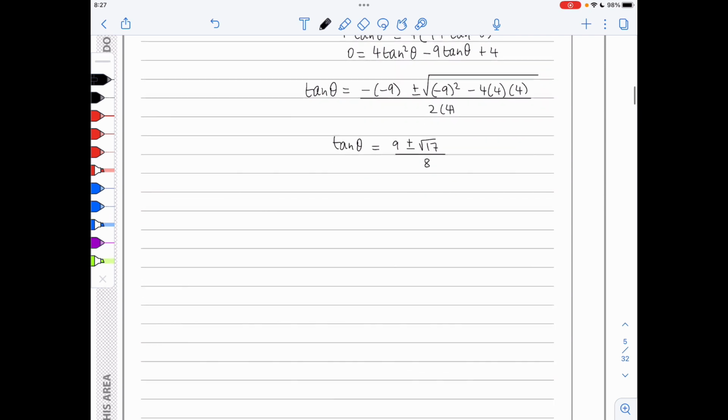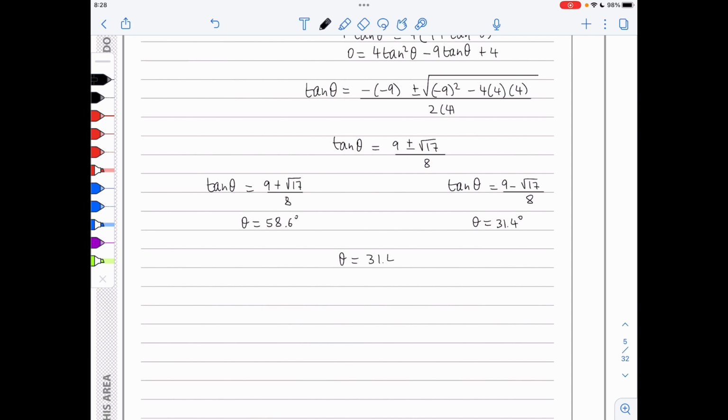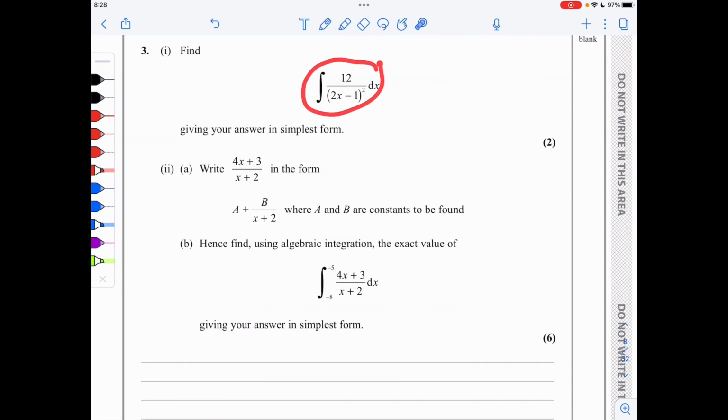So tan theta is (9 plus root 17) over 8, which gives me theta to be 58.6, or we've got that tan theta is (9 minus root 17) over 8, which makes theta be 31.4. These are the only solutions between 0 and 90, so 31.4 or 58.6. In question 3, the first part, we need to find this indefinite integral here.